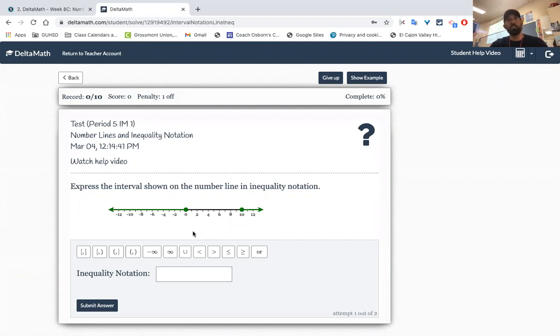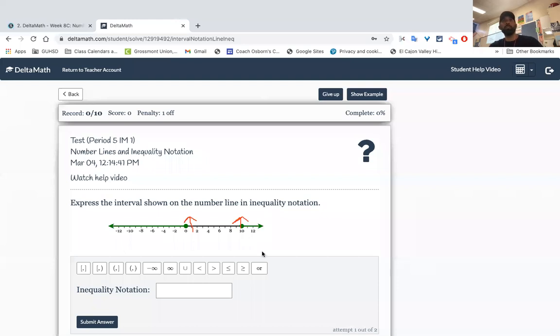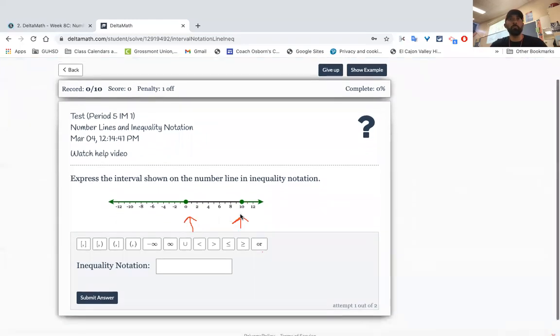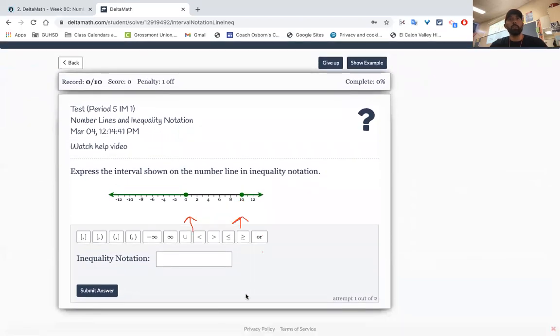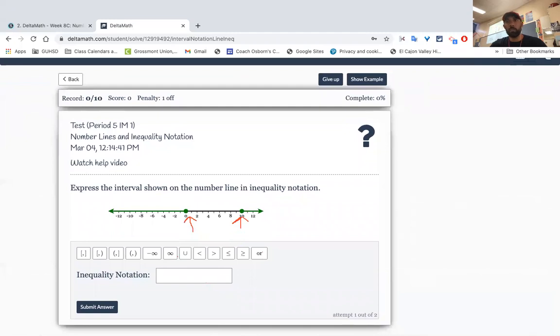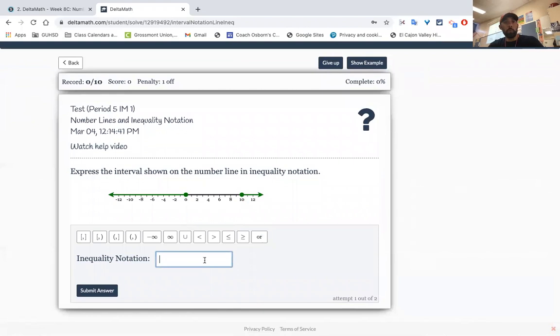So first thing is I have two different graphs on here. I've got one that's starting right here at 0, and then one that's starting here at 10. So I'm going to use both of those numbers in the statement. On the left, I'm going to put the smaller number, and then on the right, I would put the larger number. So I'm going to start with this one.